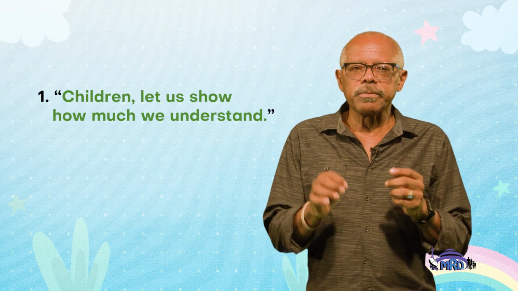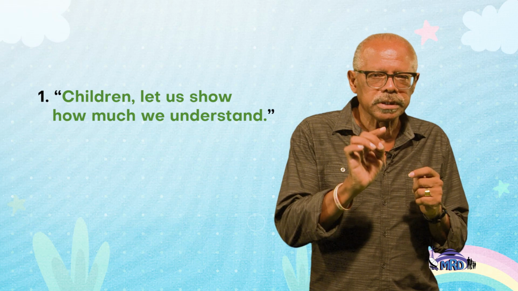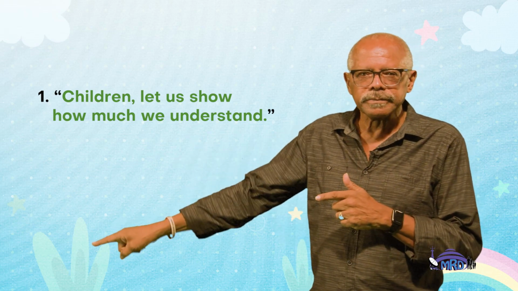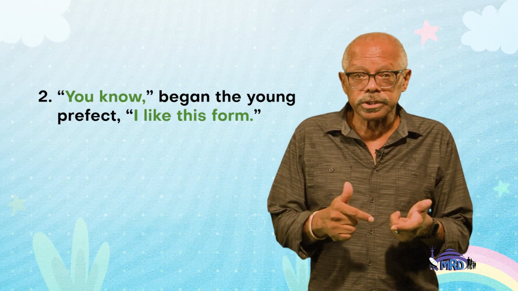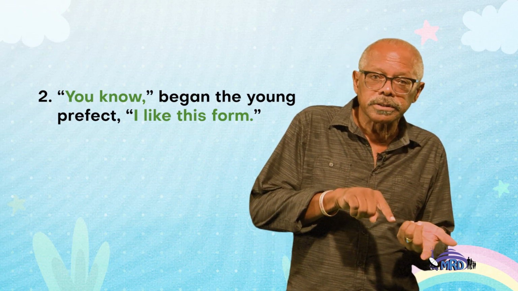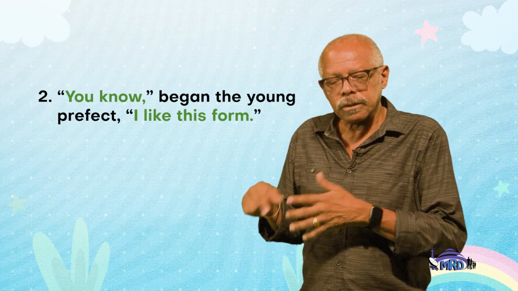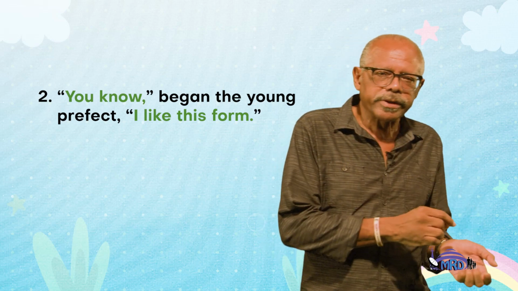Here are your answers. Children, comma, let us show how much we understand. In this sentence, children, the one spoken to, is separated from what is said to them. Okay? Next one. Open quotation marks, you know, comma, close quotation marks, began the young prefect, comma, open quotation marks, I like this form, close quotation mark. The comma separates the direct speech from the rest of the sentence.